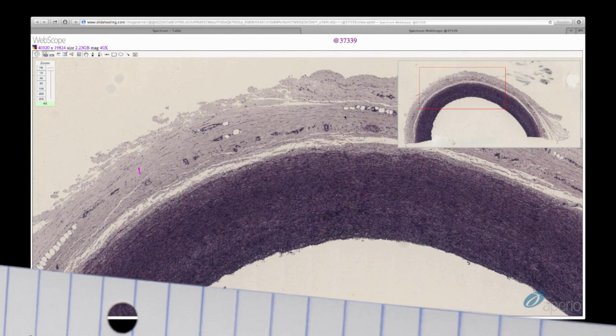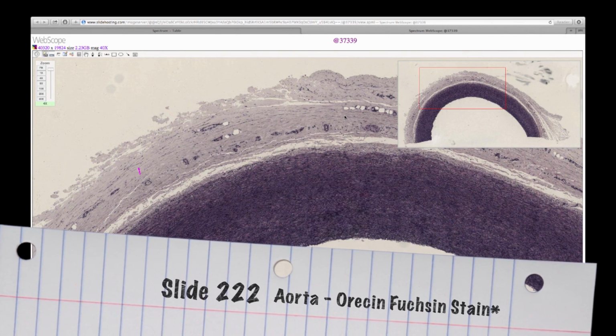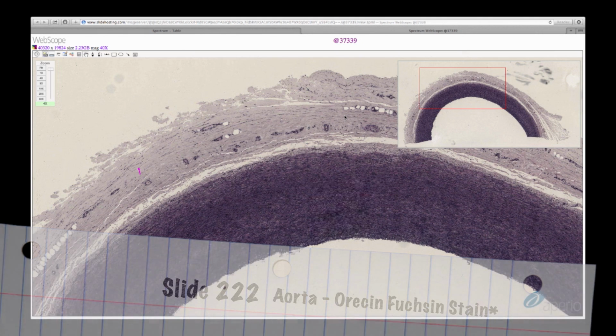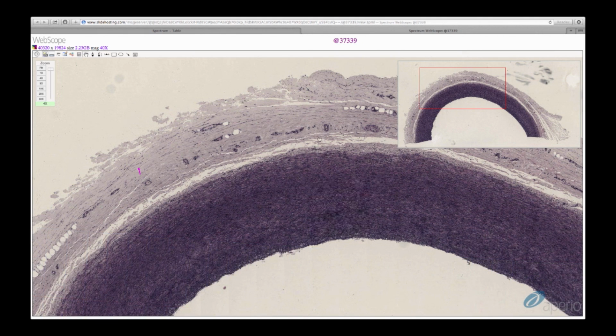We're now looking at slide 222, which is an aorta stained with Orcein fuchsin. This is a cross-section of the aorta, stained with Orcein fuchsin to reveal the numerous dark, wavy, elastic fibers that are located throughout the walls of the aorta. Note that if this specimen was stained only with H&E, you wouldn't be able to see these elastic fibers.